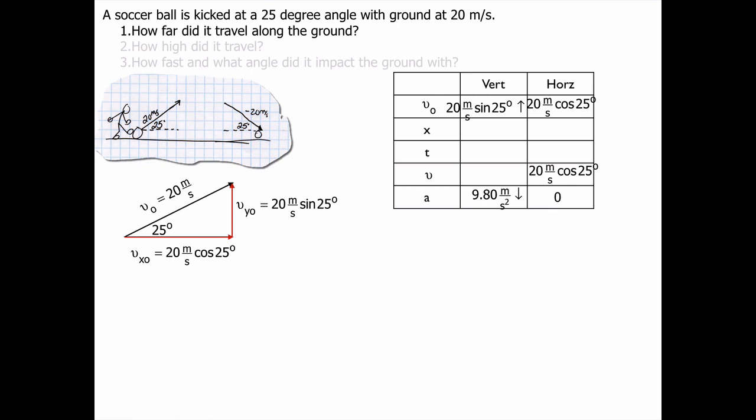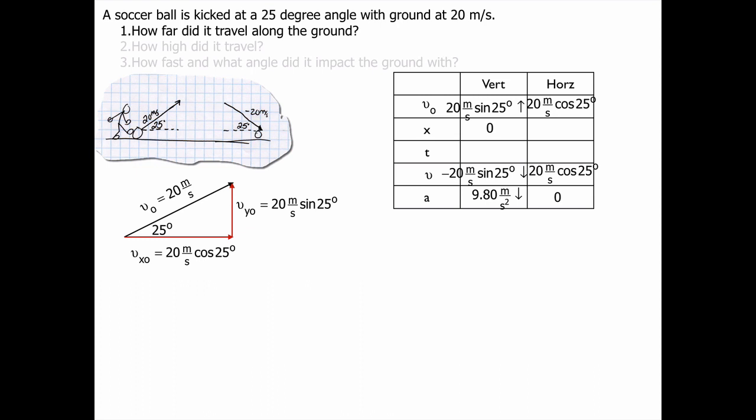Vertically, when it lands, because it's landing at the same height it takes off from, I know that it's going to be in the opposite direction of the initial velocity. So vertically, instead of going up, it's going to go down with the same magnitude, that is negative 20 meters per second sine 25. So there's my vertical component when it lands.